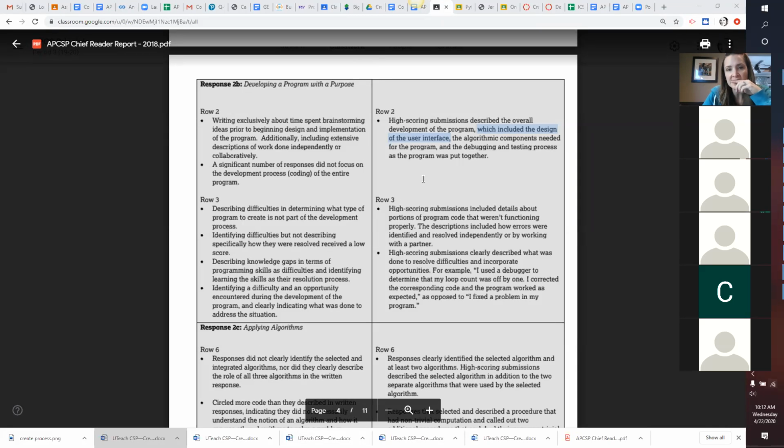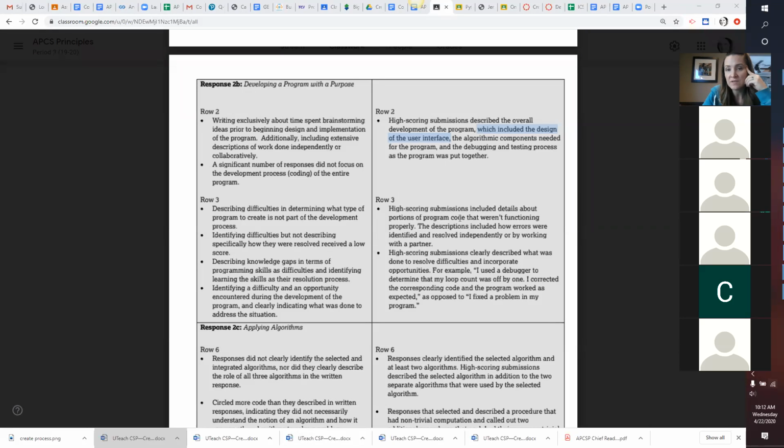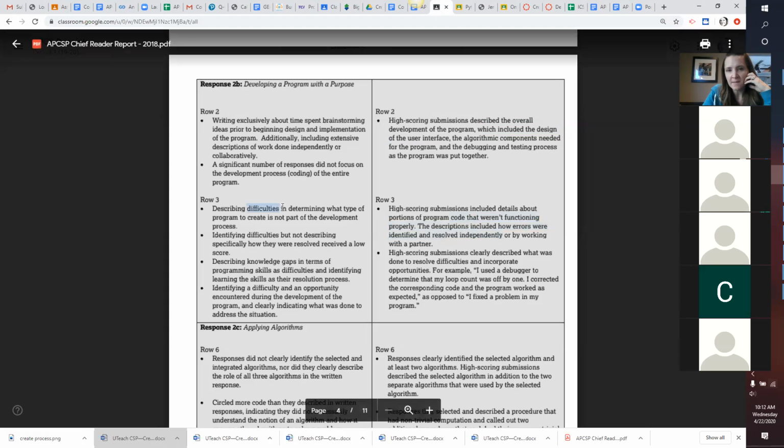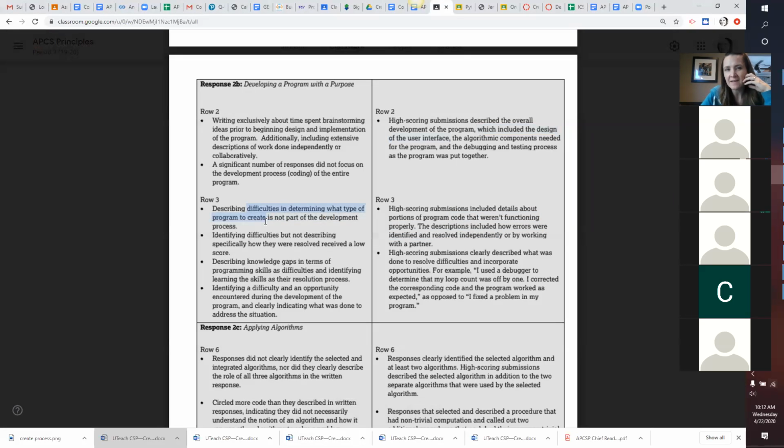And then in row 3, this is where you're describing the code that isn't functioning properly. Did you identify errors and did you resolve them independently or by working with a partner? That's like the difficulties and or opportunities. You don't want to talk about the difficulties in what type of program to create. Like you don't want to say your difficulty was you couldn't come up with an idea. The difficulty actually needs to be difficulty with programming code. And then you also need to talk about what was done to resolve the difficulties or incorporate opportunities.